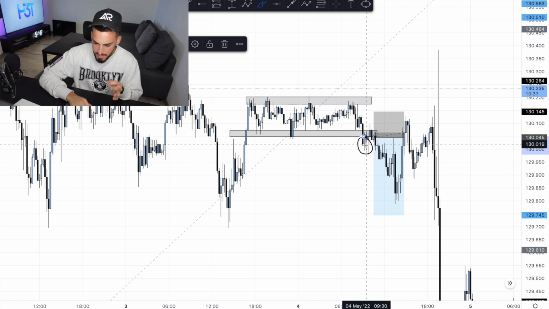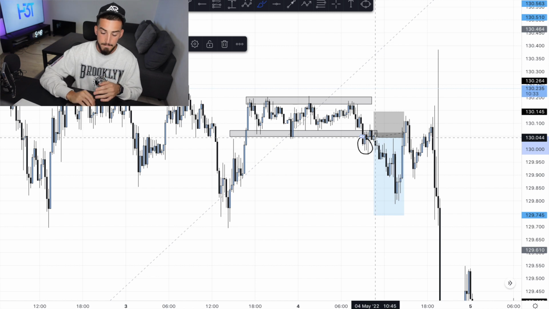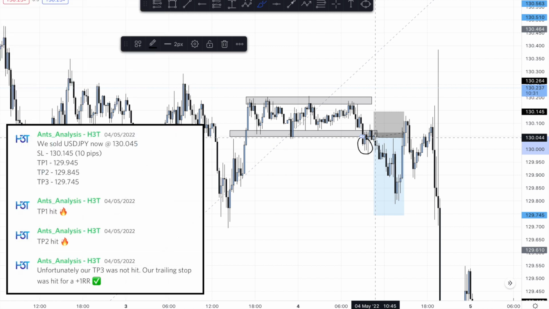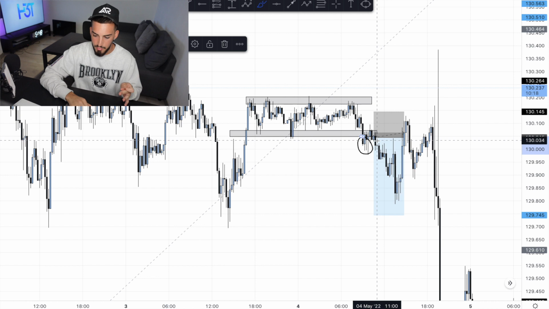So that happened. We broke to the downside. We saw a little correction to the upside, and that was our entry. I'll pull up the trade that was sent into the group now. So this is the trade that was sent into the group. Feel free to pause it. It's got the entry, it's got the stop loss, and it's got the take profits. So this trade was interesting. Straight away into profit.